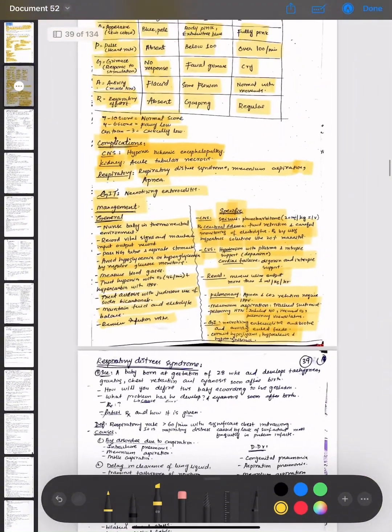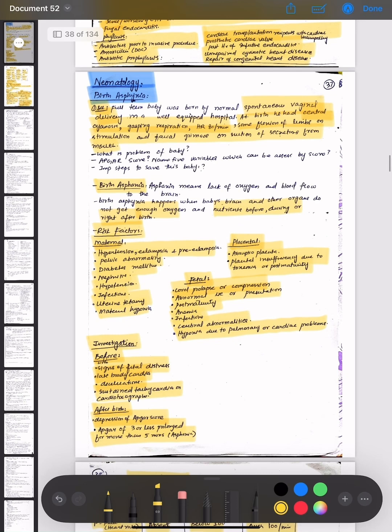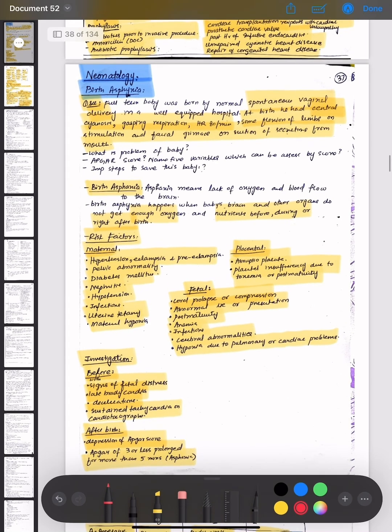So we have discussed the first topic from neonatology, that is birth asphyxia. We have discussed the scenario and what the case was. There was spontaneous vaginal delivery, and at birth he had central cyanosis, gasping respiration, and heart rate 80 per minute, some flexion of the limbs on stimulation, and facial grimace on the suction of secretions was present.